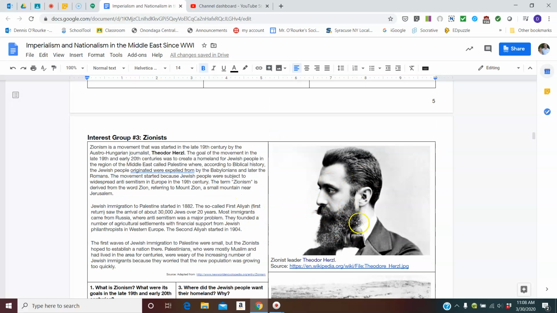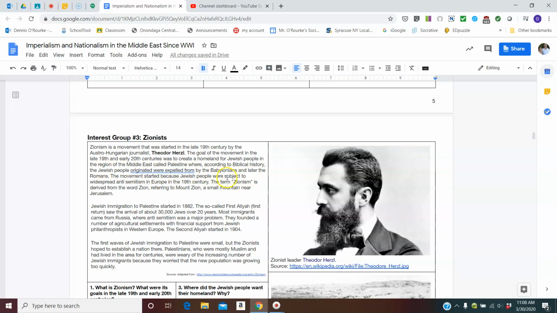And then that finally brings us to Zionism and the Zionists. This is Theodor Herzl. He is the founder of the Zionist movement. The goal of the movement, as you see up here at the top, was in the 19th and early 20th centuries to create a homeland for Jewish people in the region of the Middle East then called Palestine. It is now modern-day Israel.